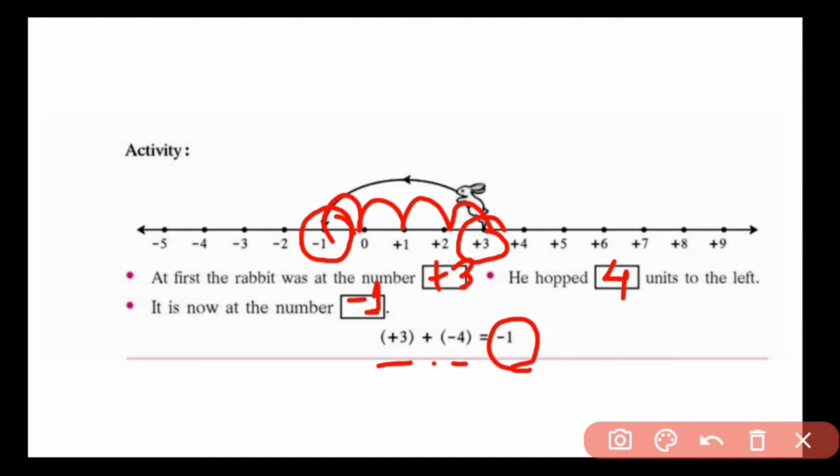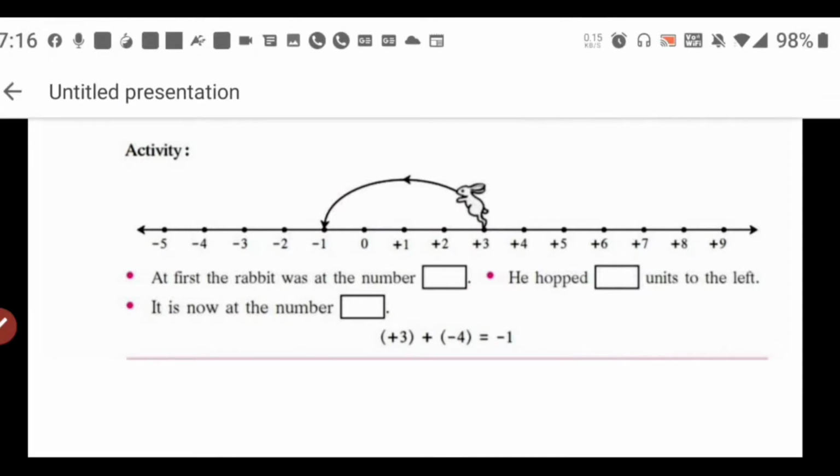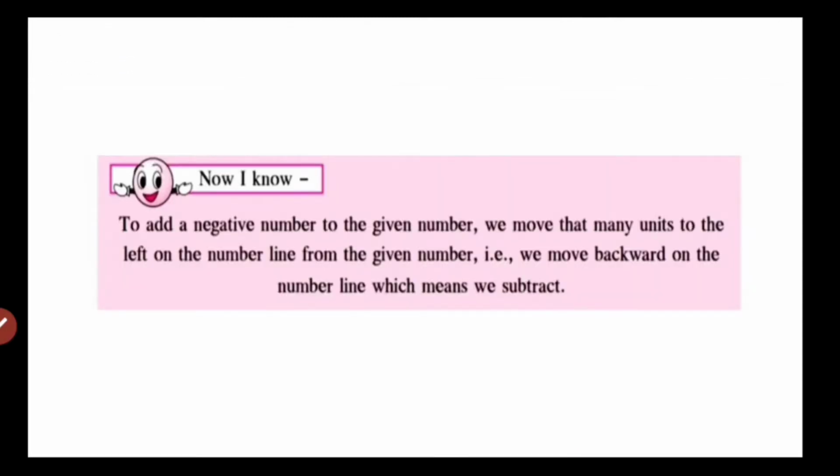So from this, what we can say? We can say that to add a negative number to the given number, we move that many units to the left of the number line from the given number. That is, we move backward on the number line, which means we have to subtract. Okay. Now let us see a few examples.